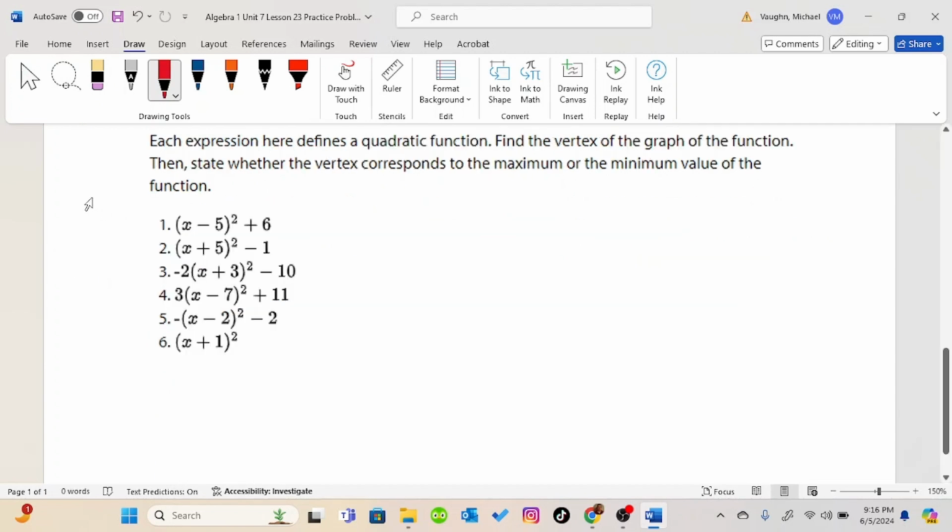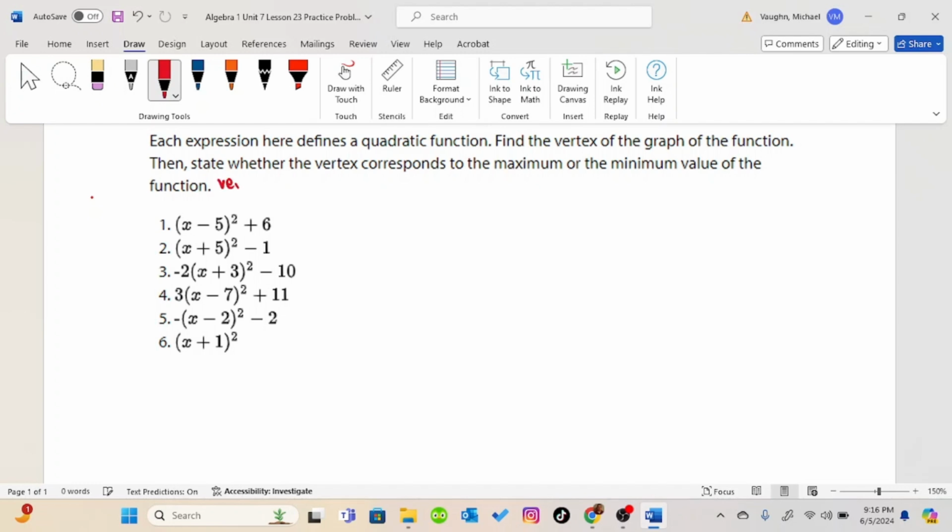Our last practice problem says each expression here defines a quadratic function. Find the vertex of the graph of the function, then state whether the vertex corresponds to the maximum or the minimum value of the function.